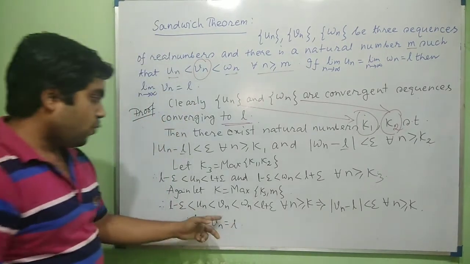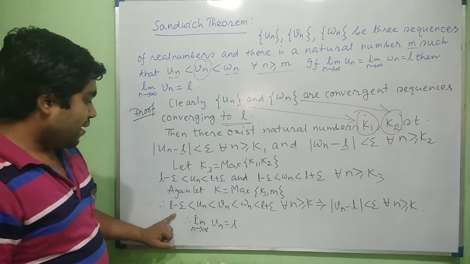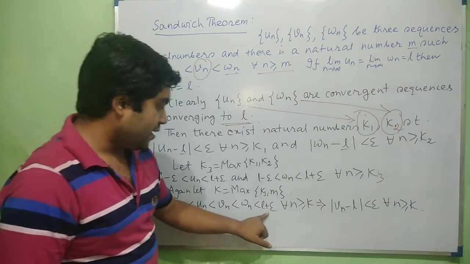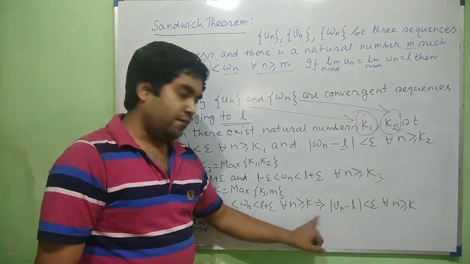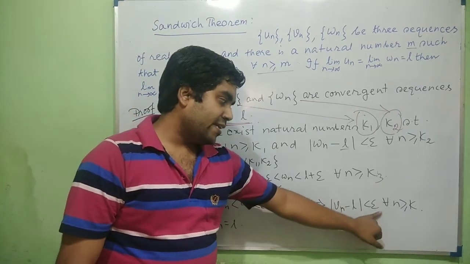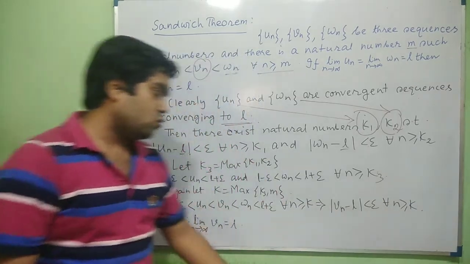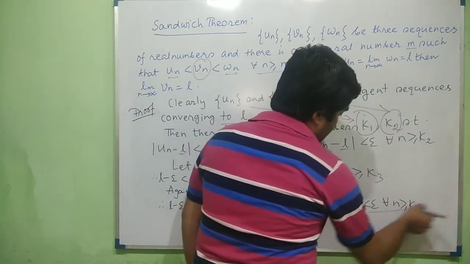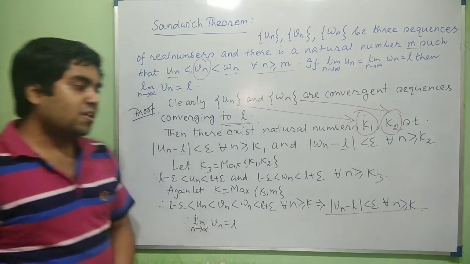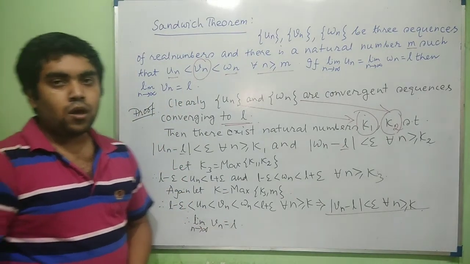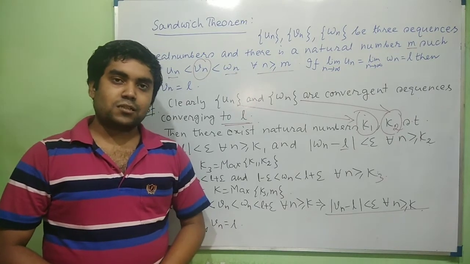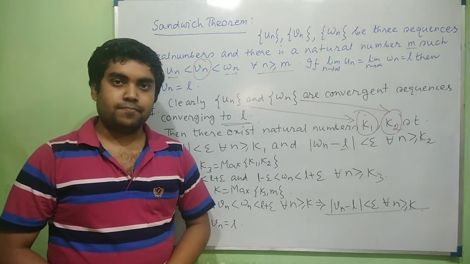Combining these, L minus epsilon is less than vn is less than L plus epsilon for all n greater than or equal to k, which implies mod of vn minus L is less than epsilon for all n greater than or equal to k. This is the definition of the sequence vn converging to the limit L. So the limit as n tends to infinity of vn equals L. This completes the proof of the sandwich theorem.